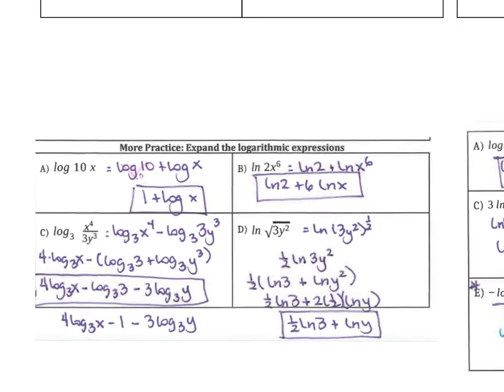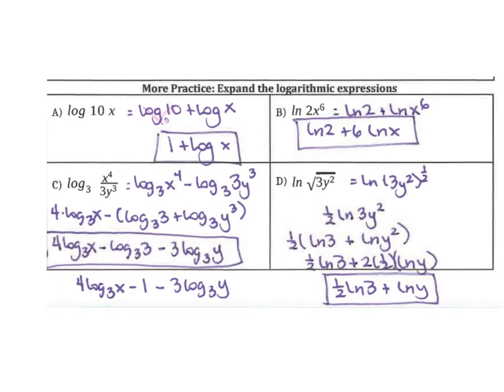So trying it out, these are the answers you should have gotten. So for letter A, you can leave it as log base 10 of 10 plus log base 10 of x. Now at the end, you could simplify. So after you expand, you could simplify. So log base 10 of 10 is 1, and then plus log of x. So for this one, make sure you separate first and then move the exponent to the front. So natural log of 2 plus 6 natural log of x.